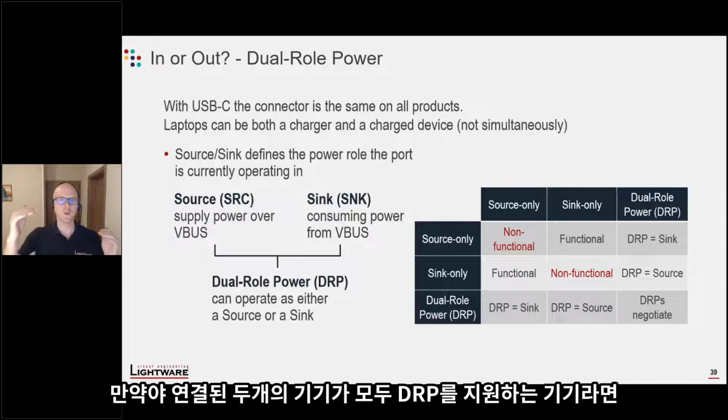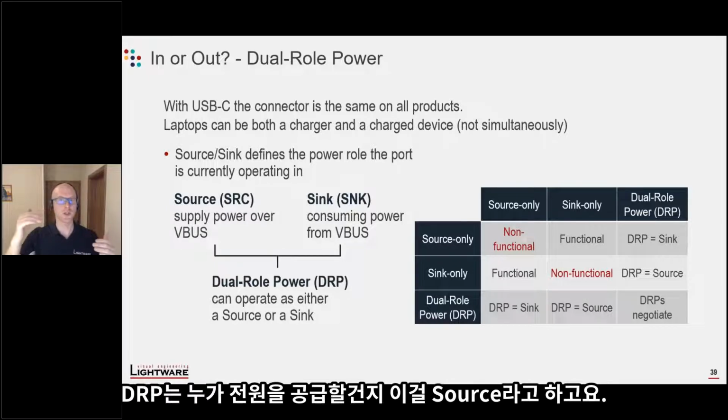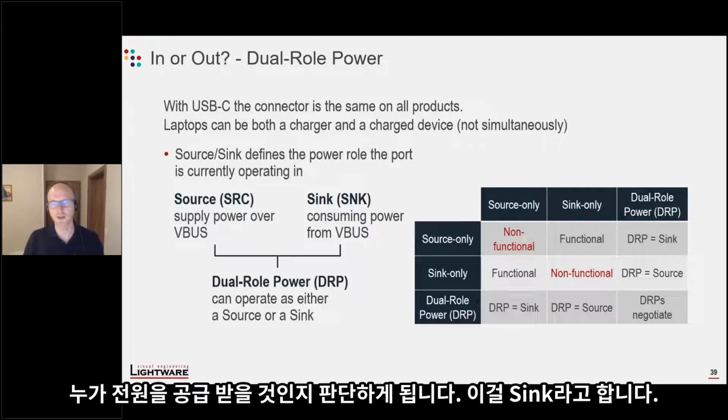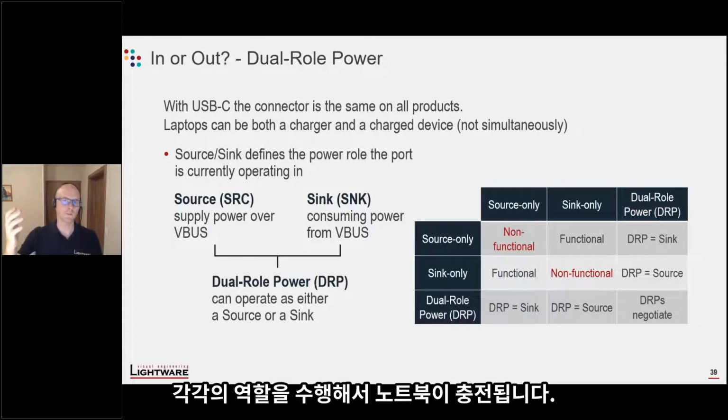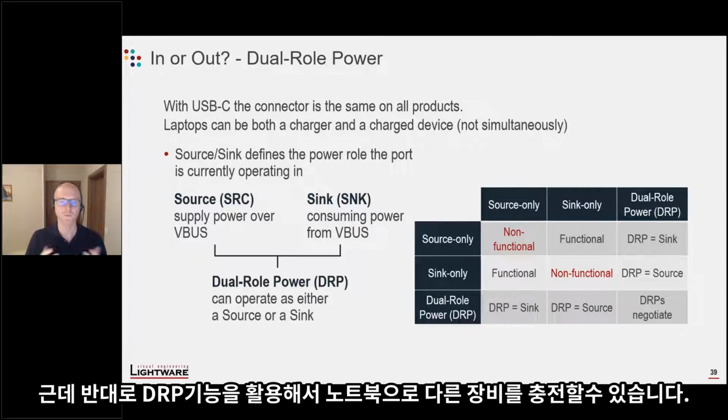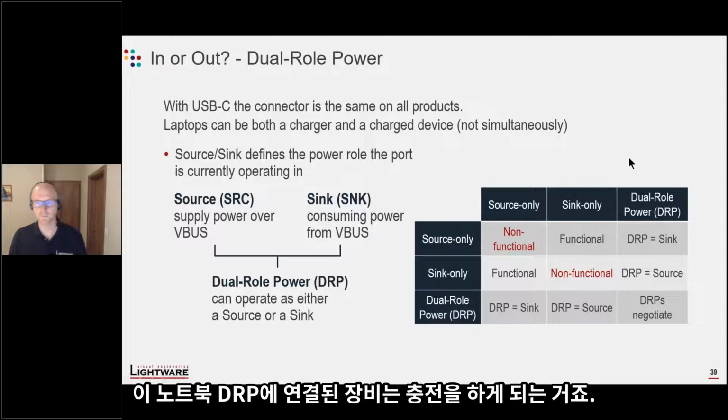So if you connect two DRPs to each other, then they can negotiate which one will become the source of the power and which one will become the sink. Obviously, if you connect a source only to a sink only, that means a charger to a computer, then the charger will charge the laptop. But again, the ports can be DRPs on computers anyway, so not on chargers, they are sink only.